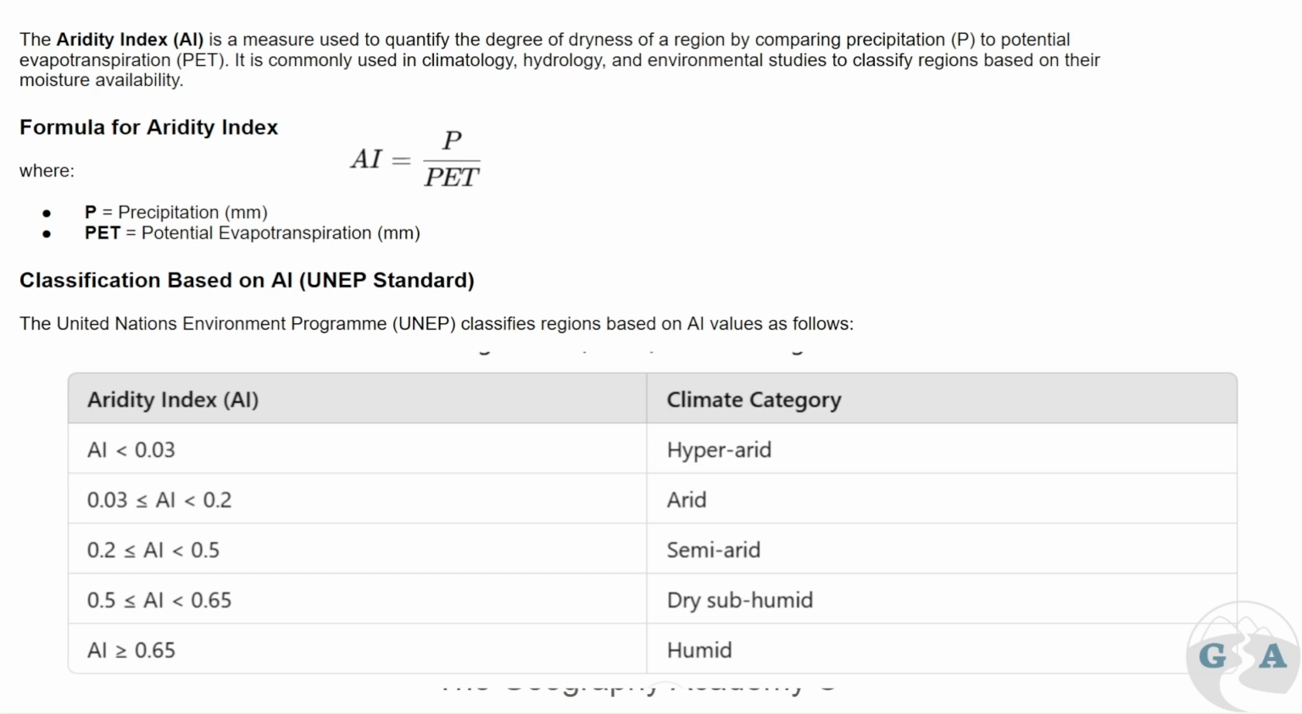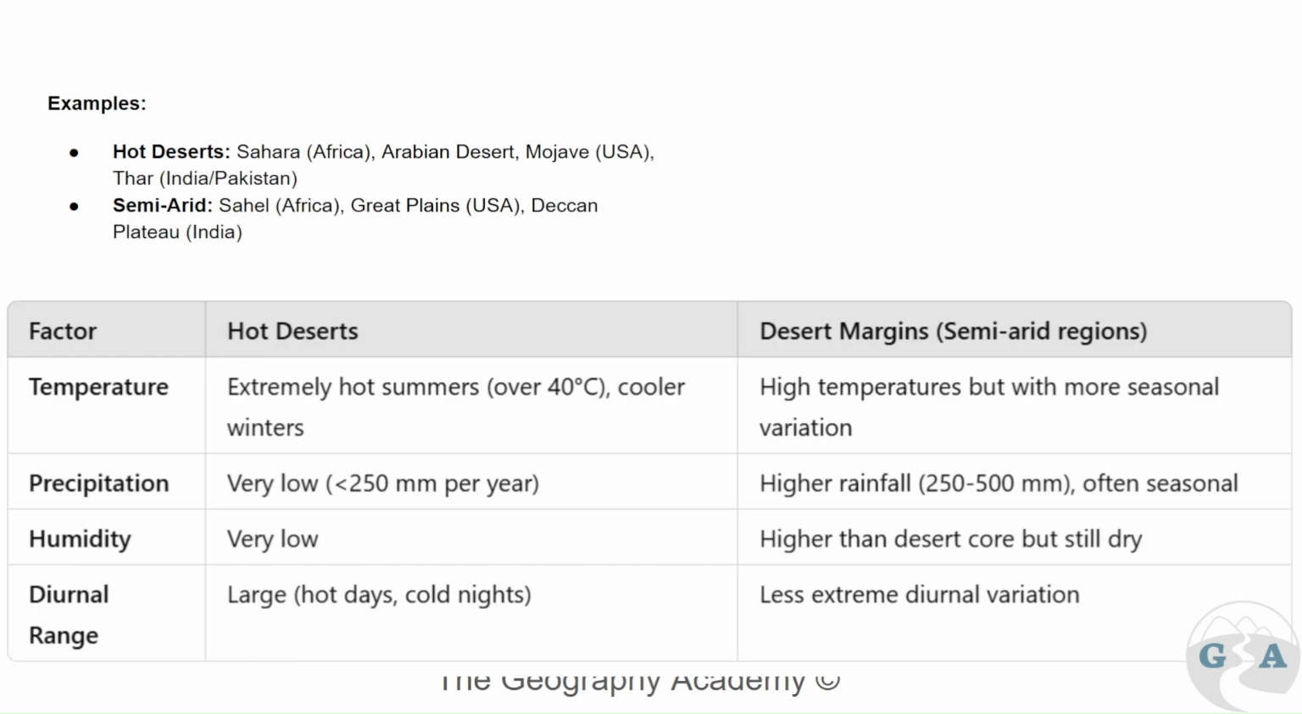Now, if we wanted to look at the different levels of aridity, we would look at the aridity index. This is a study looking at the precipitation divided by the potential evapotranspiration. The potential evapotranspiration is looking at the amount of moisture that's available to be evaporated in the area. This classification then allows us to categorize the different regions into hyperarid, arid, semi-arid, dry subhumid, and humid climates. From there, we can acknowledge the different regions and what we find in those regions.